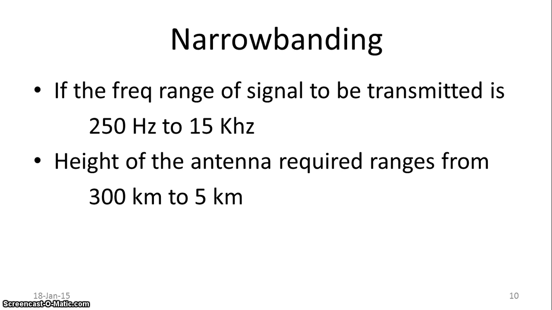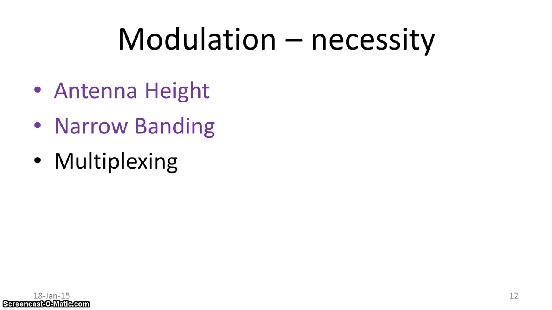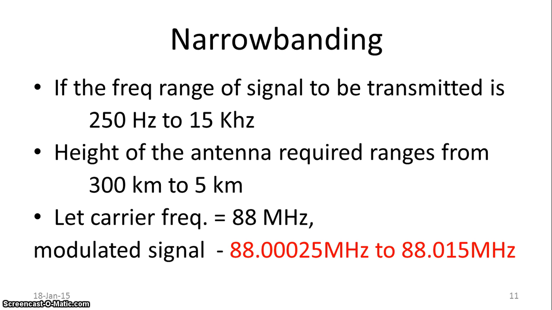Whereas on the other hand, if this signal is superimposed on a carrier frequency, let us assume 88 MHz, which comes in the band of frequency modulation, then we can say the modulated signal will range from 88.00025 MHz to 88.015 MHz. Now if this is the signal which is to be transmitted, then the height of the antenna required will remain practically the same. So this was the second reason why we need modulation.